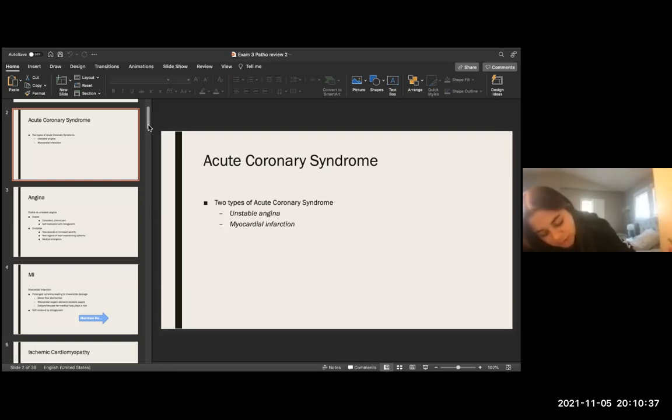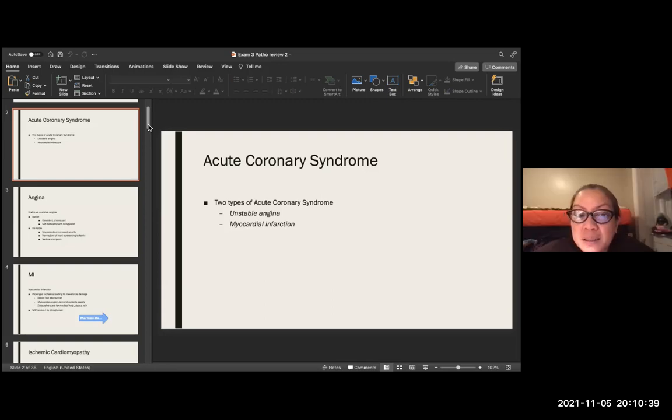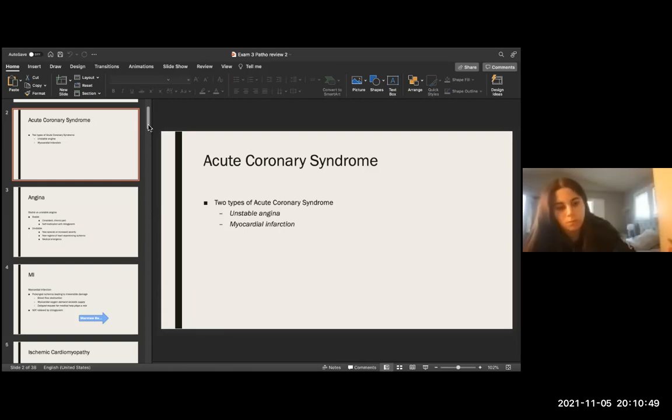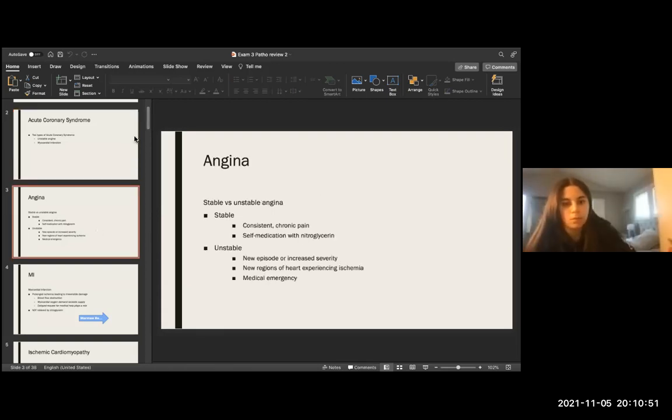Is it worse than stable? Oh yes, that's why it is an acute coronary syndrome. And what do you understand about acute? It is sudden onset, right? Acute. Right. Yeah. So that's it.